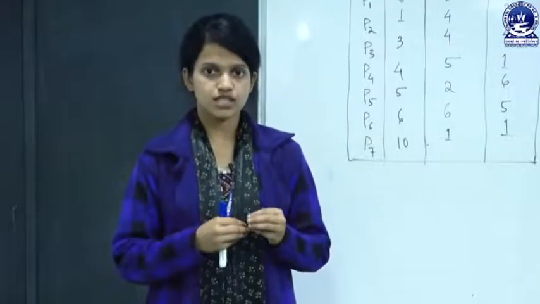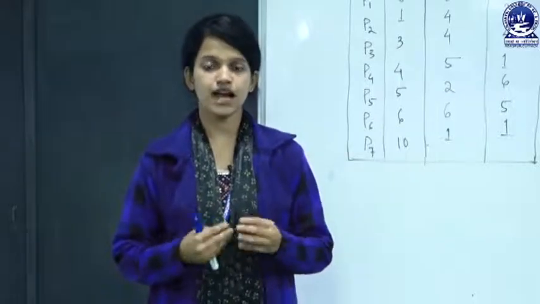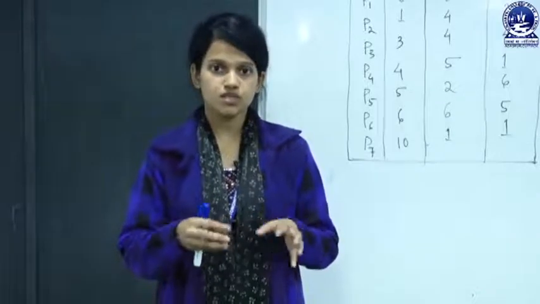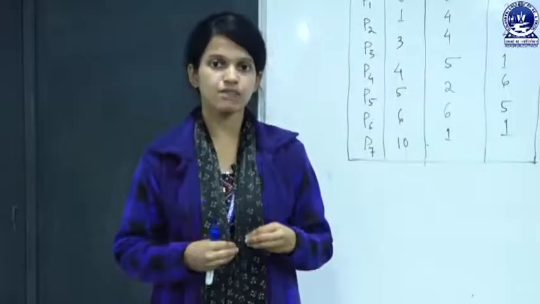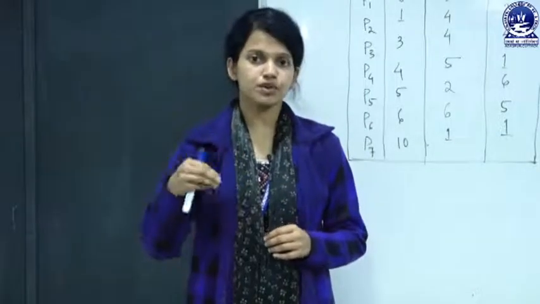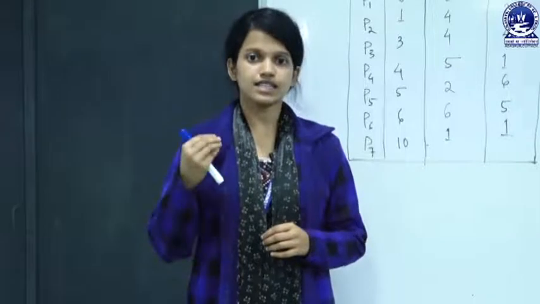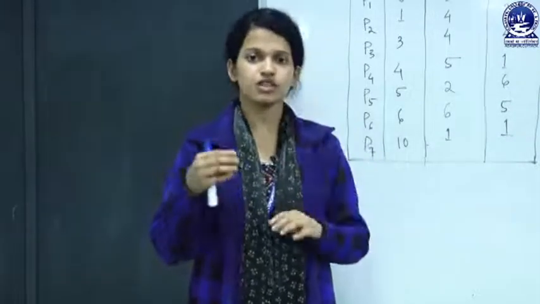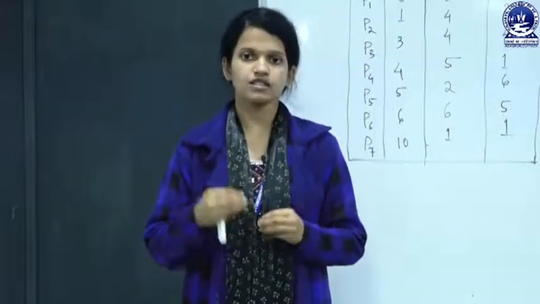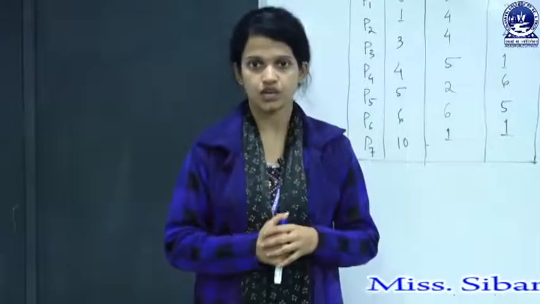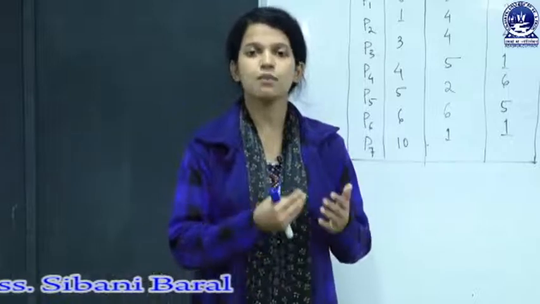If a process comes into the ready state which has higher priority than the currently running process, executing in the CPU, then we can remove the currently running process and the CPU would be allocated to the process which has higher priority. That is called preemptive. We can remove the process as per its priority.